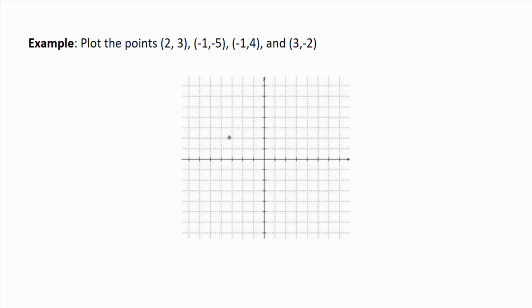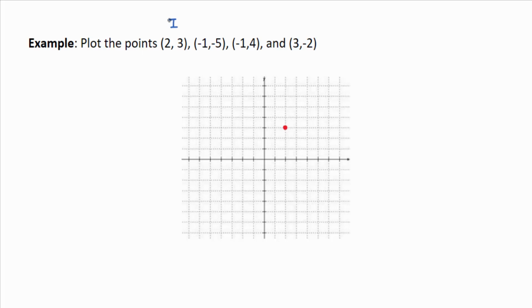So 2, 3, we already did one kind of like that. So 2 over, 2 up 3. I think we did it 3 over, 2 up before, but same sort of thing. So that means x is 2, y is 3, over 2 up 3. What quadrant is that point in? Quadrant 1.